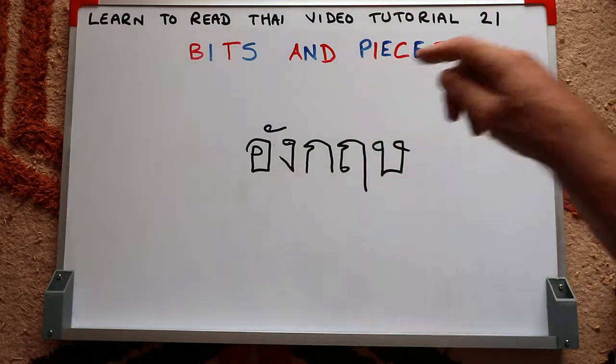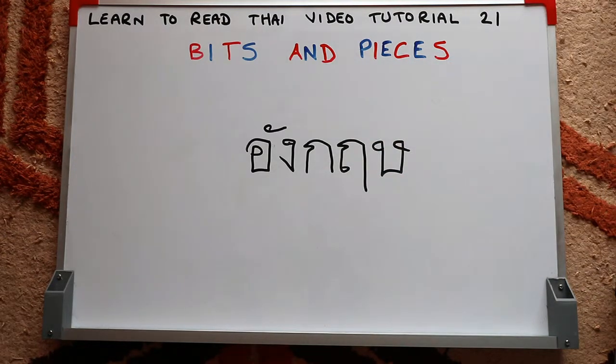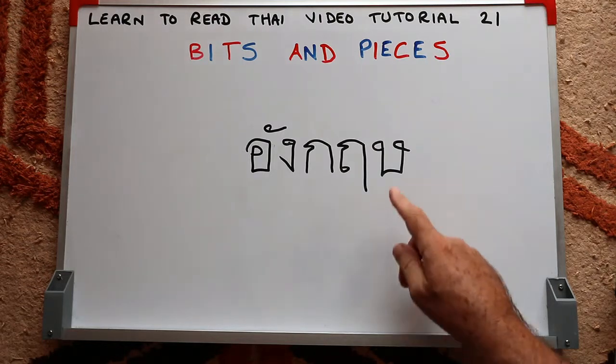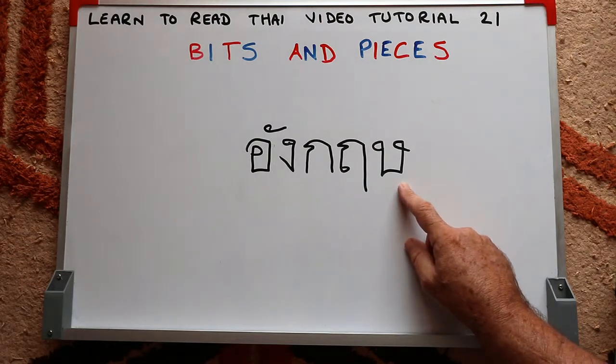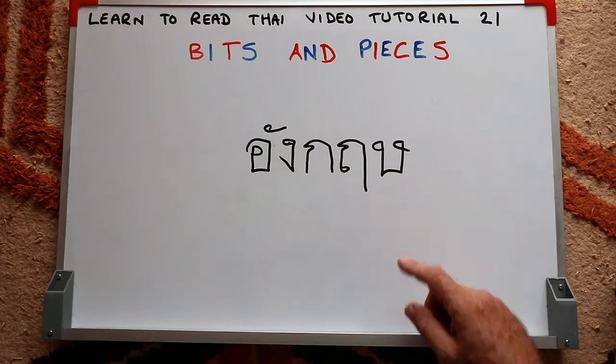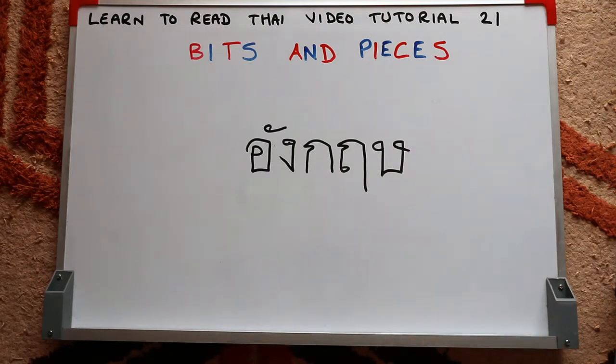Then this character which makes a kind of RI sound, and it finishes up with an S consonant, which as a final consonant makes a T sound. Angrit, Angrit, Angrit. And that's the word for English or anything to do with England.